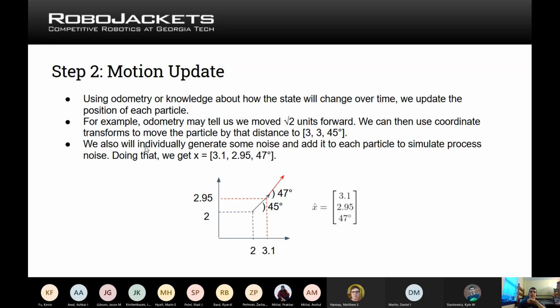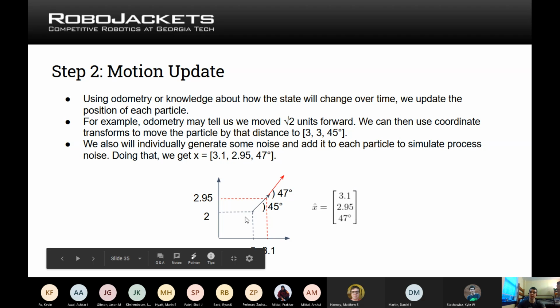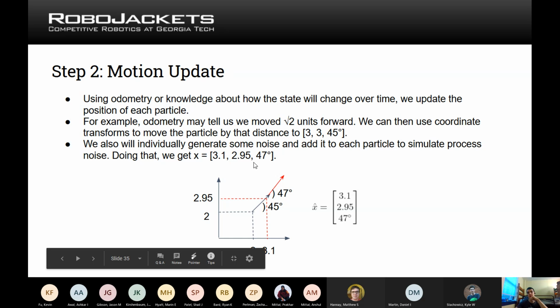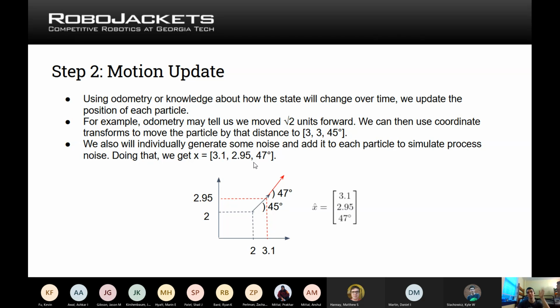Additionally, we will generate some noise based on our process noise model, and we will add it to each particle to simulate that process noise. If you remember Q in the Kalman filter, this is essentially doing the same thing. It's just that the Kalman filter Q had to be a Gaussian, a normal distribution. With a particle filter, it doesn't have to be a normal distribution. It can be any model you want. You could have a uniform distribution or a peak, whatever you want.